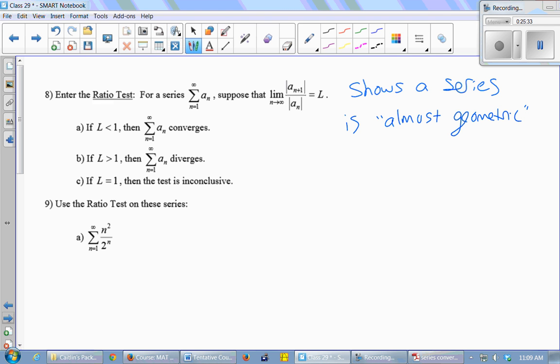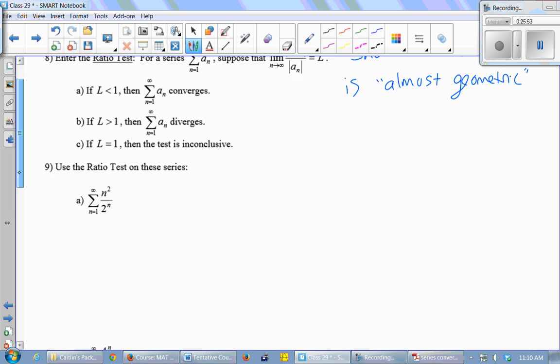And it's got almost the same rule as geometric series. If that ratio is less than 1, you get convergence. Bigger than 1, you get divergence. And equal to 1, it's inconclusive. With a geometric series, equal to 1 shows divergence. But in this case, it's inconclusive.